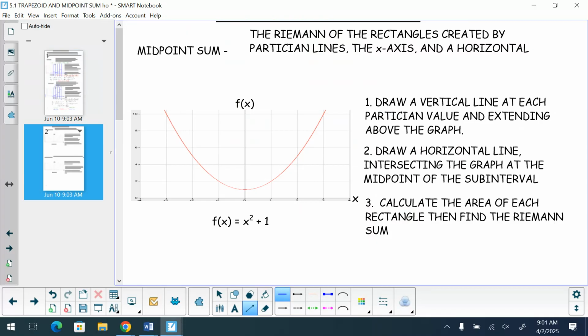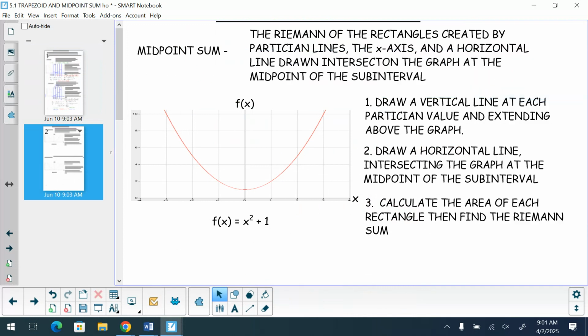So we have the Riemann sum: rectangles created by the partition lines, x-axis, horizontal line drawn intersecting the graph at the midpoint of the subintervals. Now what we're going to look at is the midpoint of the subintervals.